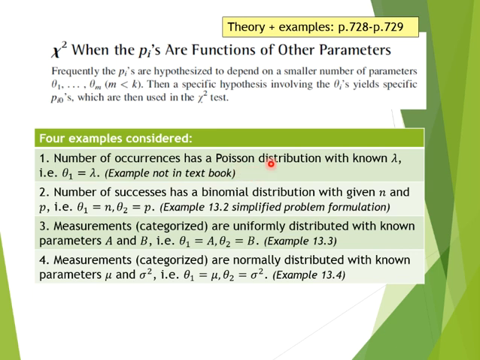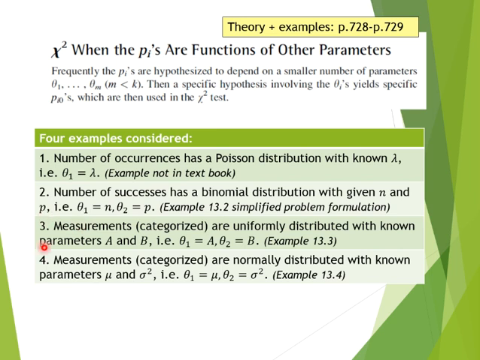The next example that we're going to consider is example 13.2, but where I've simplified the problem formulation. There we're going to look, as always with a binomial, at the number of successes and see whether the frequencies can be associated with a binomial experiment with a given n sample size and probability of success p. So those two parameters, theta 1 and theta 2, in the first one represents the sample size and the second one the probability of success.